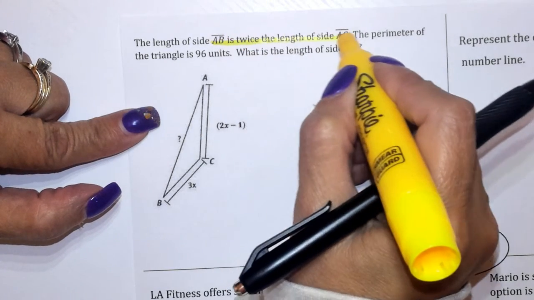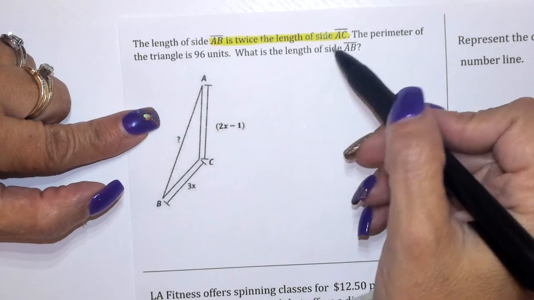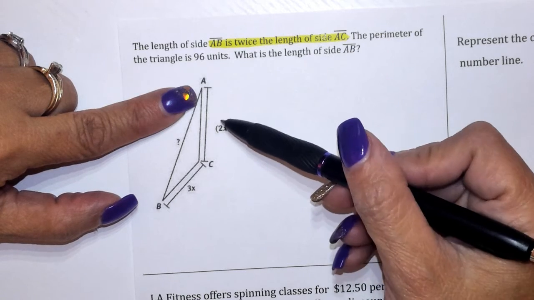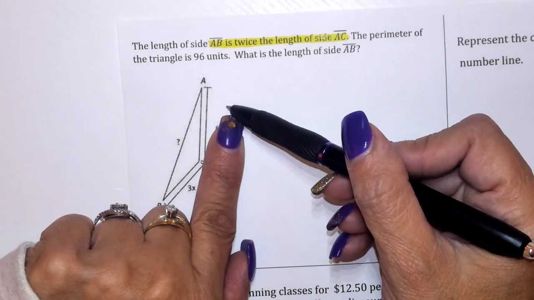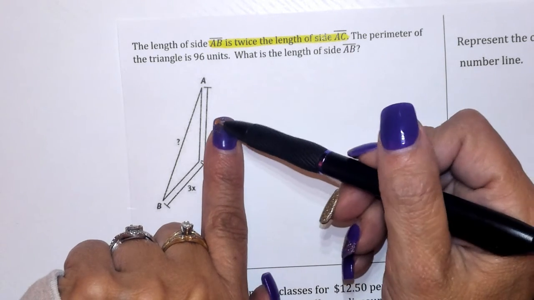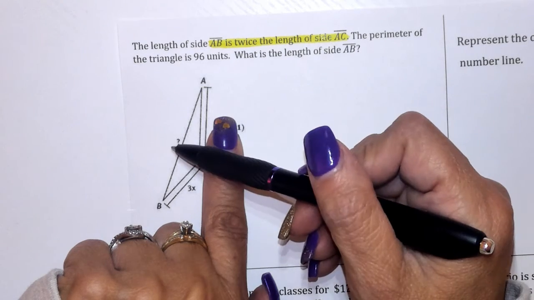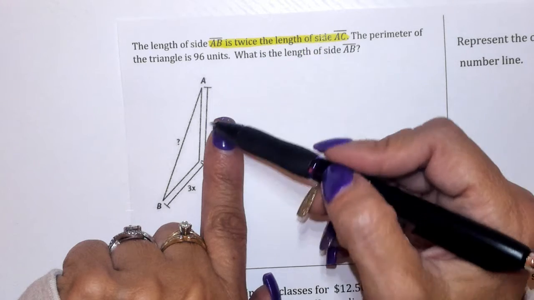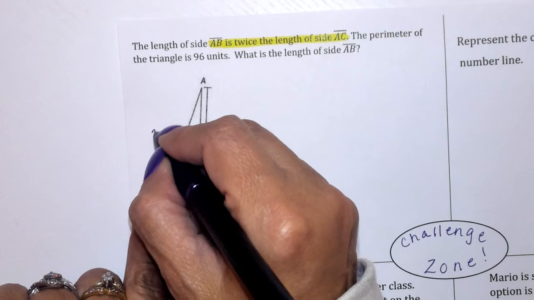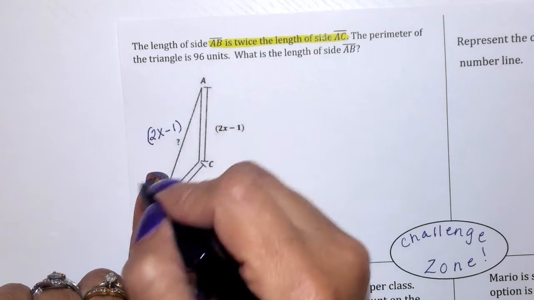AB is twice the length of AC. AC is 2x minus 1. If AC were 10, you would tell me that AB, you would double it and say, oh, it's 20, because it's twice the length. If AC was 5, you would double it and it would be 10. I don't know the number value of AC, but I do know the variable value. I know that this is 2x minus 1, and I just need to double it.